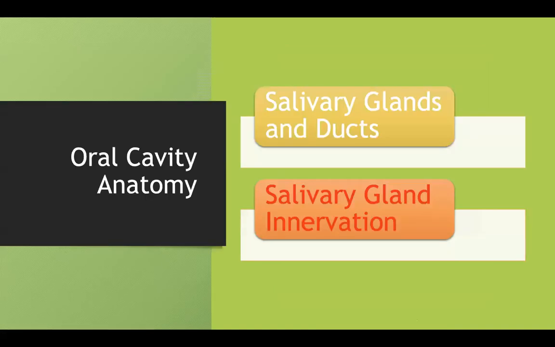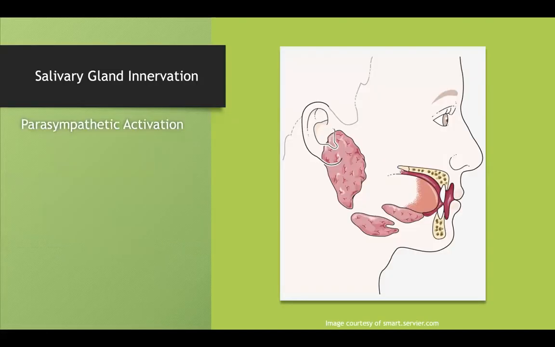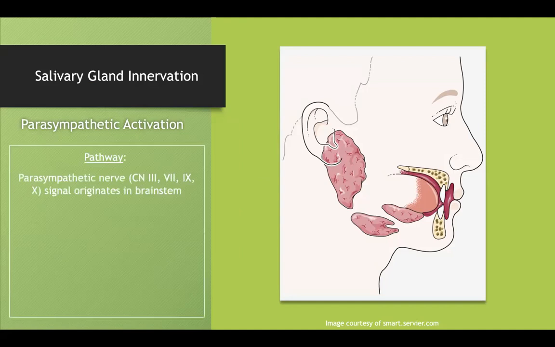I want to briefly talk about how salivary glands are innervated because it'll be a nice review about how parasympathetic nerves work in general, because it's the exact same mechanism no matter what parasympathetic organ you're dealing with. So how it works for a regular parasympathetic organ is that you have one of the four cranial nerves, either cranial nerve 3, 7, 9, or 10. They start in the brainstem and they send a signal.